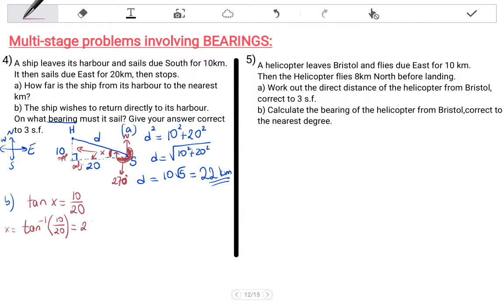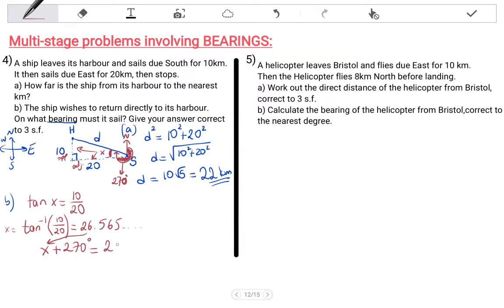This is 26.565 blah blah blah. It's a long number, but it's not finished. As I told you, keep it on your display and add to this value 270 degrees and press equal.